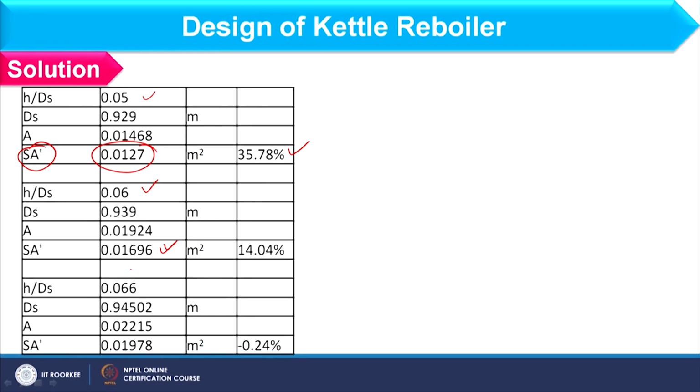And further we have to increase h by ds, and finally we can obtain SA dash which is equal to 0.01978, which is slightly higher than SA, but comparable also. So, you can consider this value as the final shell diameter. The bundle diameter is 781 mm and the shell diameter you can find as 945 mm. In this way you can design the kettle reboiler, and here I am stopping this lecture.